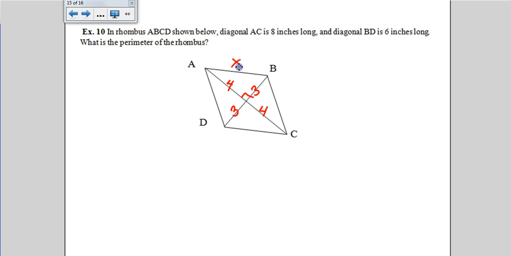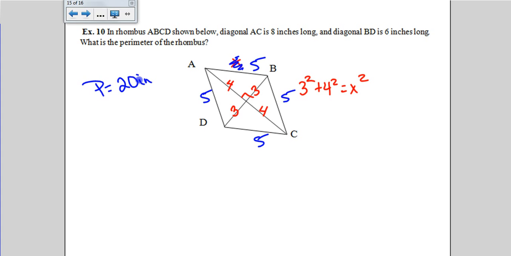And once I know the side, since this is a rhombus, all the sides are the same. Well, I'm seeing a Pythagorean theorem problem. 3 squared plus 4 squared equals x squared. It's a special right triangle. Turns out all these sides are 5. Now don't stop there. The answer is not 5. They wanted perimeter. So the perimeter of this shape is 5 plus 5 plus 5 plus 5, or 20 inches. I guarantee you on an ACT test, the very first answer choice would be 5. And obviously that's wrong because you did not answer their question.